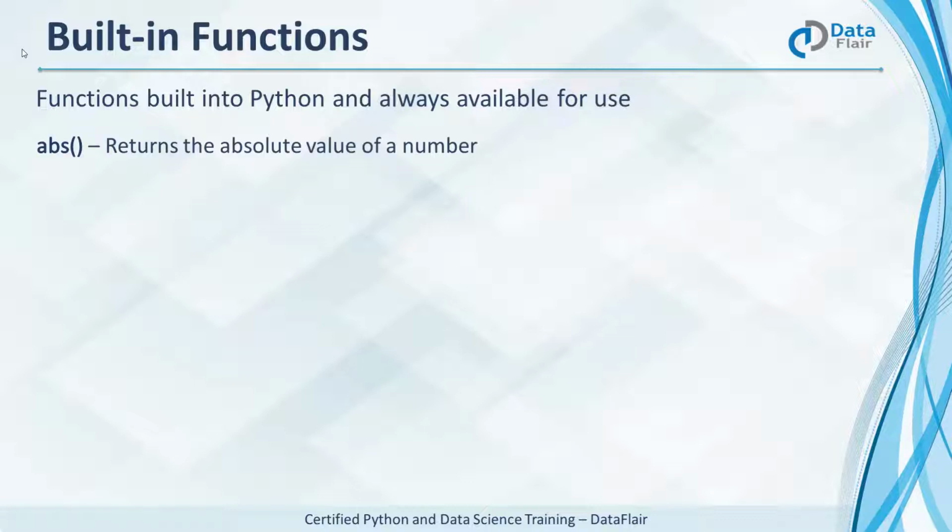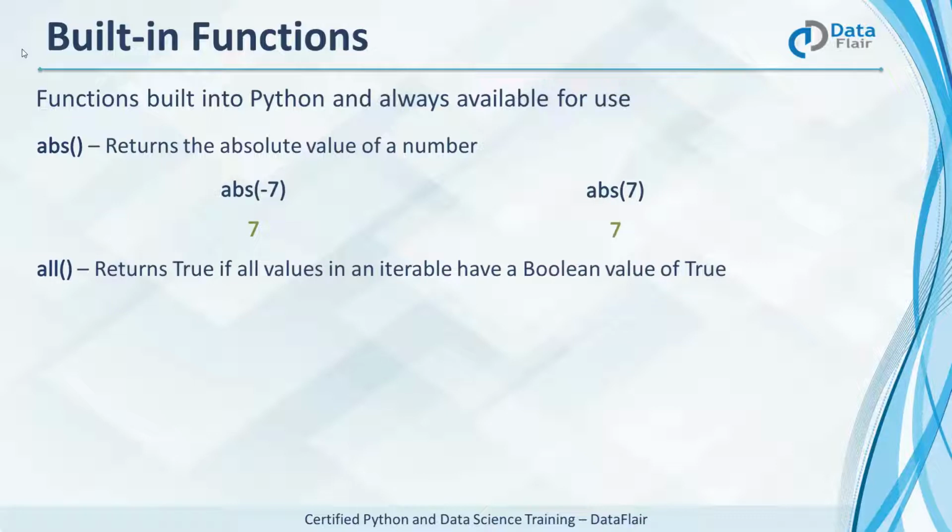Abs returns a number's absolute value. It discards the idea of positive and negative. So -7 becomes 7, but 7 stays 7. All returns true only if all the values in an iterable have a Boolean value of true. Two empty strings make it false here, but the strings with single spaces are in fact all true.